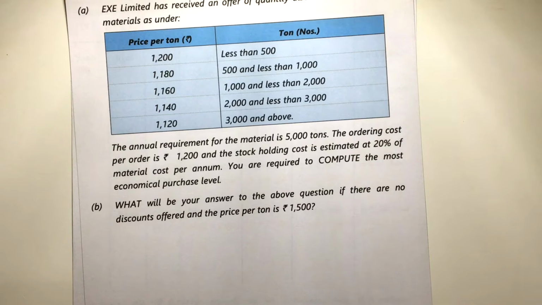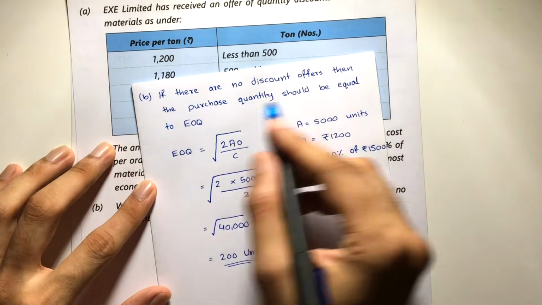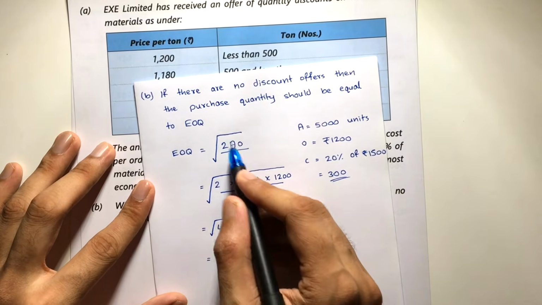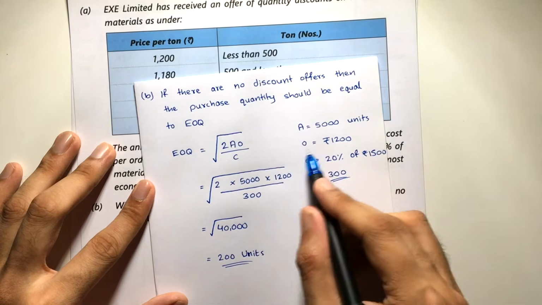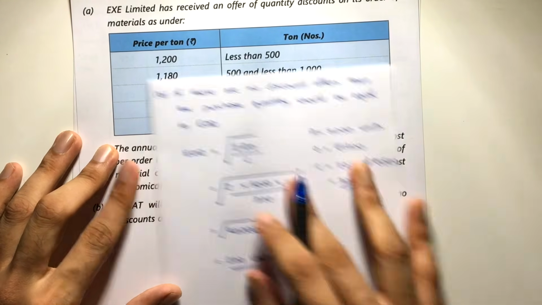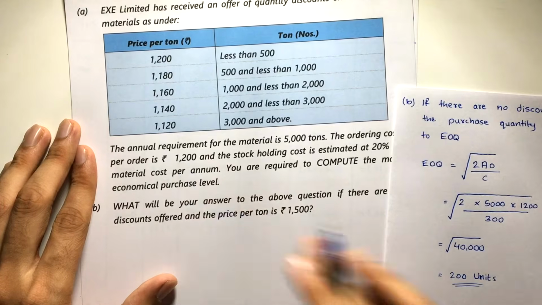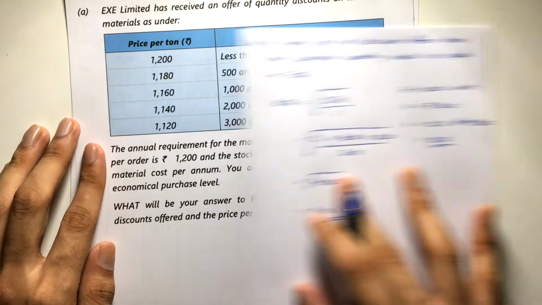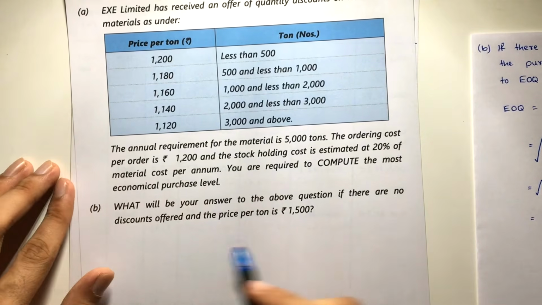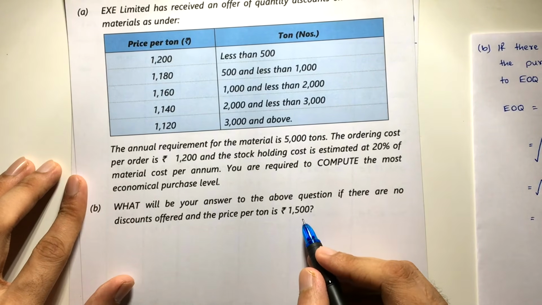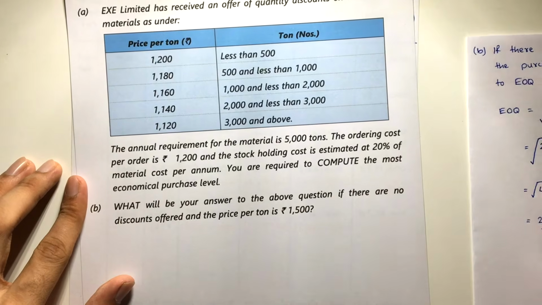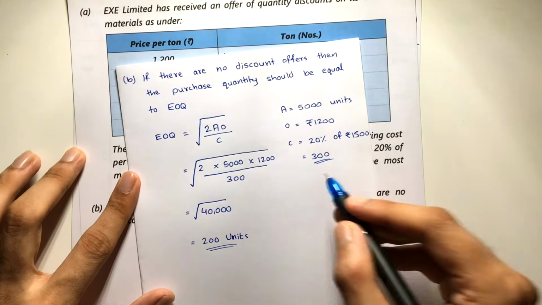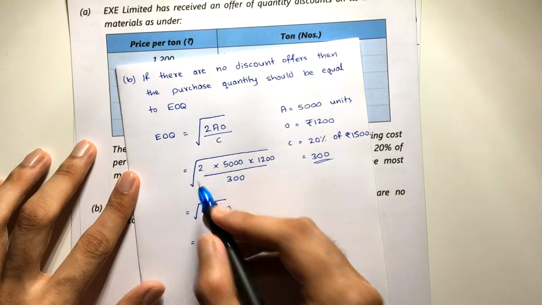See, if there are no discount offers, then the purchase quantity should be equal to EOQ. EOQ formula is the square root of 2AO divided by C. Annual demand, ordering cost is 1,200, isn't it? See, 1,200 is the ordering cost, and then the carrying cost is 20% of the purchase price per unit. What's the purchase price? In part B, they told you the purchase price is fixed, 1,500. That's why we can calculate EOQ, because price is fixed. So 20% of 1,500, that's equal to 300.